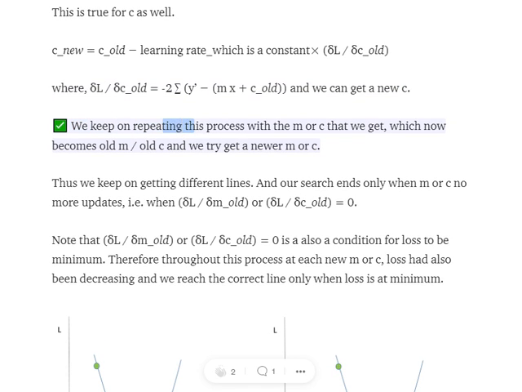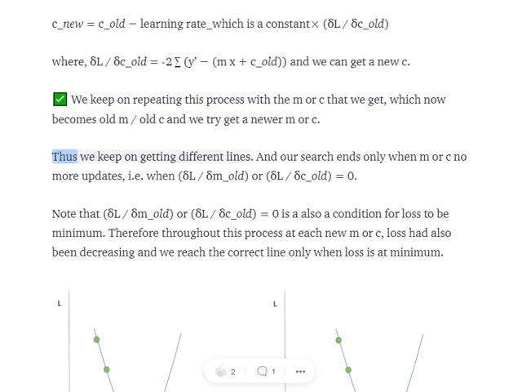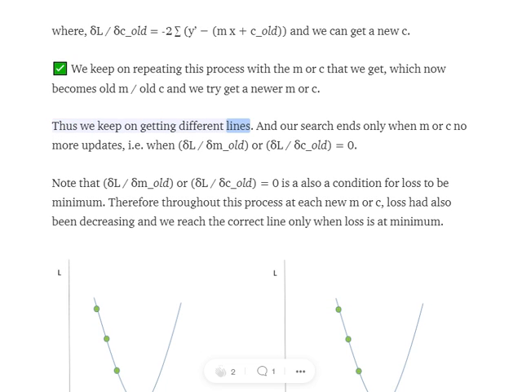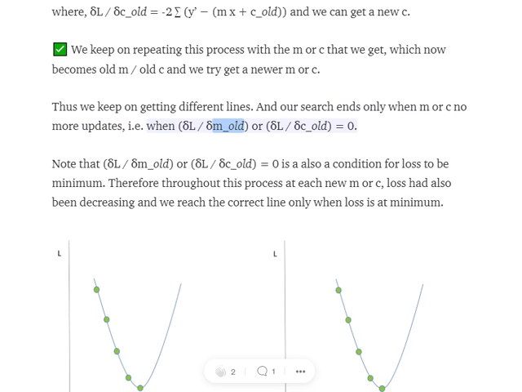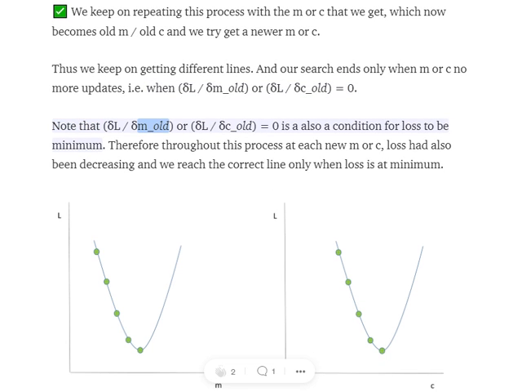We keep on repeating this process with the m and c that we get, which now become old m and old c, and we try to get a newer m and c. Thus we keep on getting different lines. And our search ends only when m and c no longer update, i.e. when delta L by delta m_old, or delta L by delta c_old, equals 0. Note that delta L by delta m_old, or delta L by delta c_old, equals 0 is also a condition for loss to be minimum.